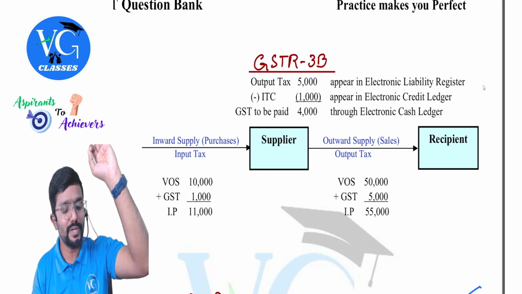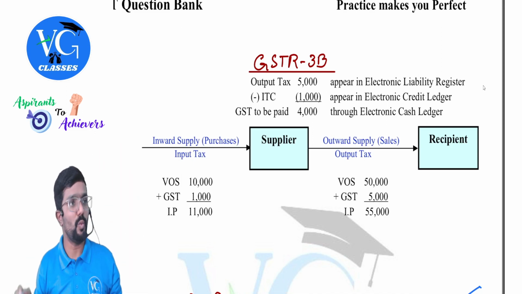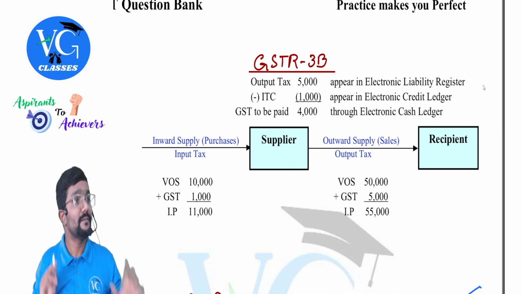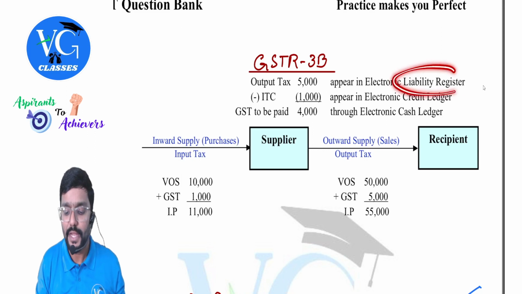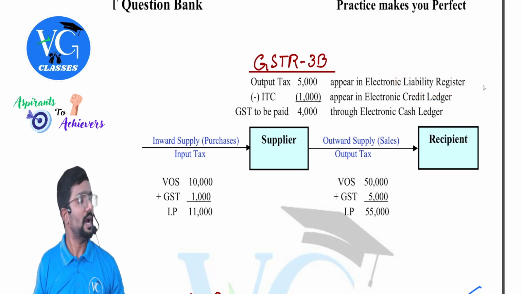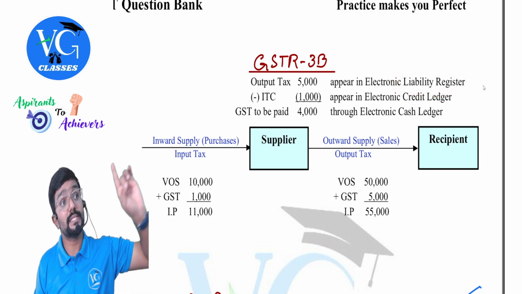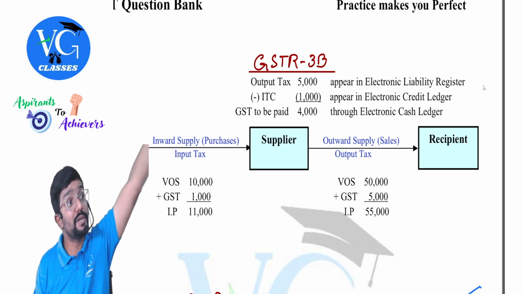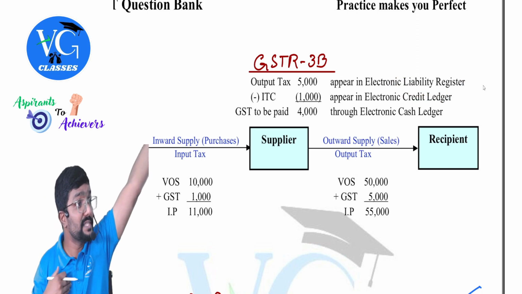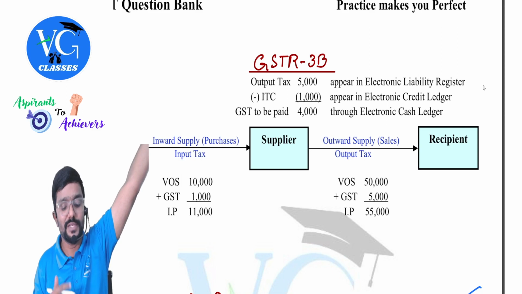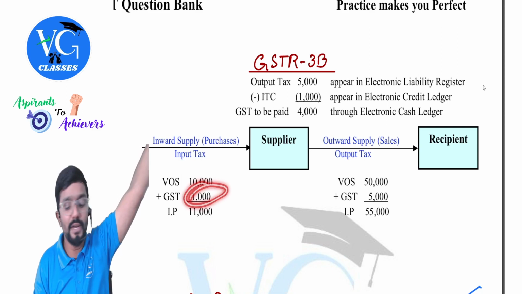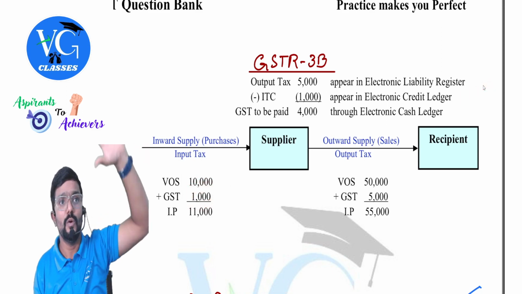Listen. As soon as the supplier files GSTR 1, what is this liability, guys? 5,000. That will reflect where? In the liability register. And once I have made the purchases, the supplier will give the details of his outward supply in GSTR 1, no. For me, what is it? Inward supply. How much was the credit for me? 1,000. It will reflect where? In the credit ledger.